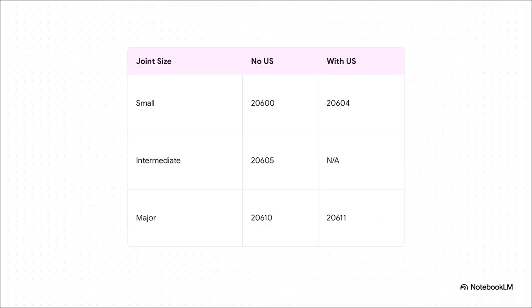So, to code arthrocentesis accurately without just guessing, you must use a matrix like this. You categorize the procedure across two major axes: the size of the joint and whether or not permanent ultrasound guidance was used. For a small joint like a finger or toe without ultrasound, it's 20600. If they used ultrasound guidance, it becomes 20604. For an intermediate joint like a wrist or ankle without ultrasound, it's 20605. And for major joints, like the shoulder, hip, or that inflamed knee, it's 20610 without ultrasound and 20611 with ultrasound. You simply cross-reference the joint size with the imaging technique, and boom, you have your perfect code every single time.